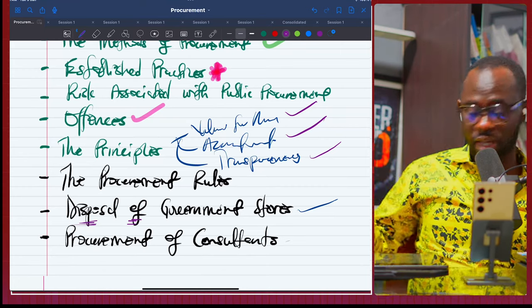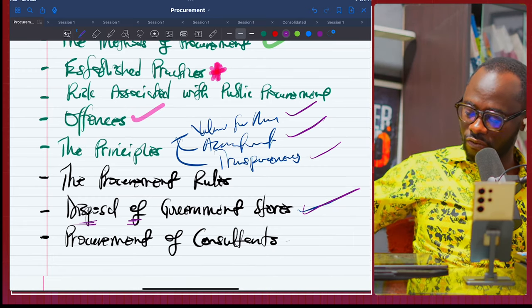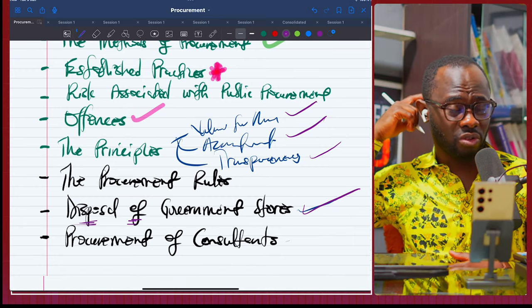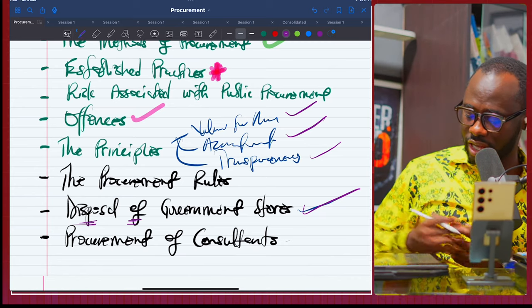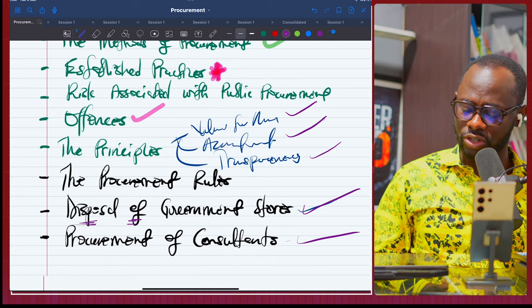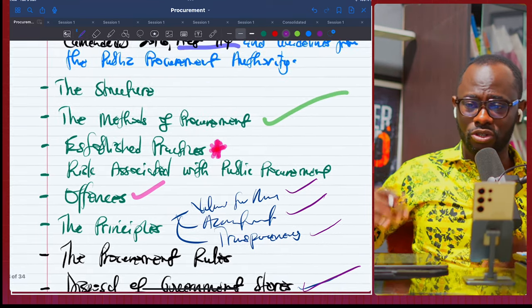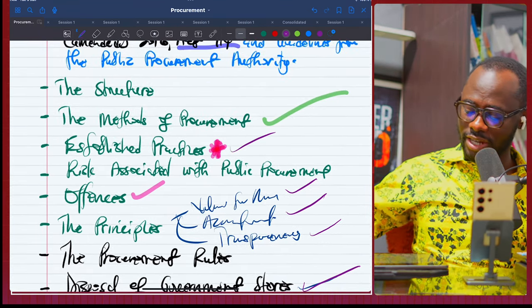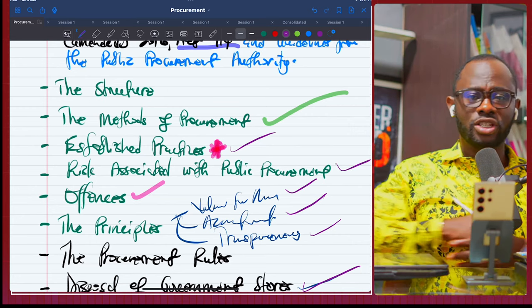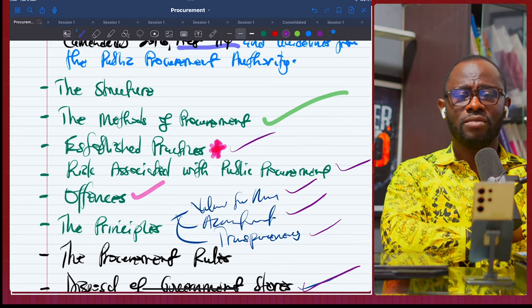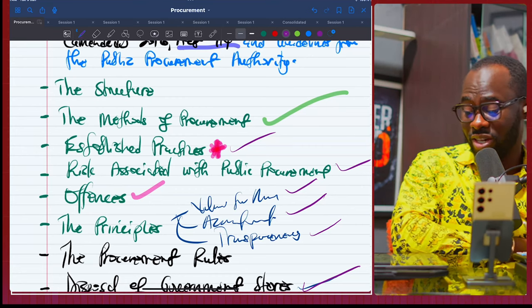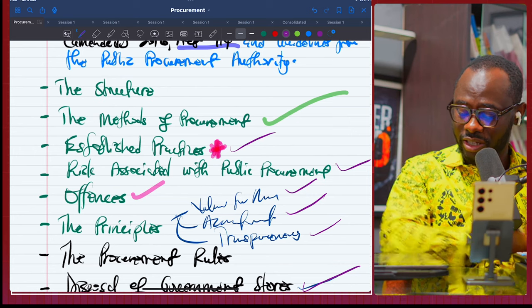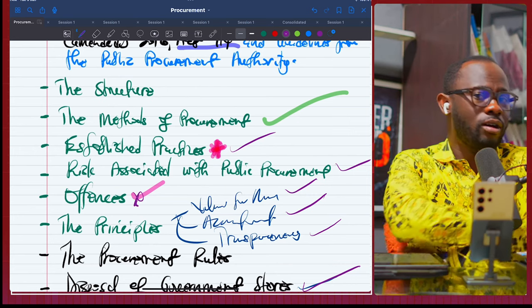So those are principles the examiner can ask you. Disposal of government stores, the examiner has brought it two or three times. It's an area that you have to know about. Then procurement of consultants. Then there are other things also, like established practices, and risks associated with public procurement. It's something that the examiner has not really been excited about over the last 8 examination dates. So the risks associated with public procurement, the offenses in public procurement.